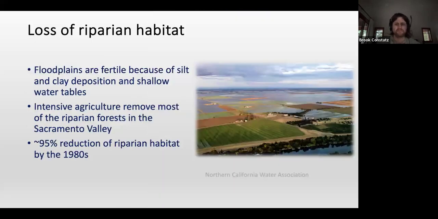And largely through agriculture, a lot of this land was converted. I mean, the first human civilizations often colonized floodplains all over the place. So often colonized riparian habitat because of the great soils, the great access to groundwater. It was easy to get flood irrigation because you're next to a river. And so intensive agriculture removed most of the riparian forests along the Sacramento Valley by the 1980s. This is about a 95% reduction in habitat, which is pretty high, I mean, pretty high for California.